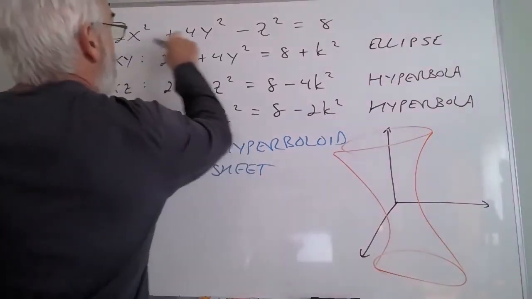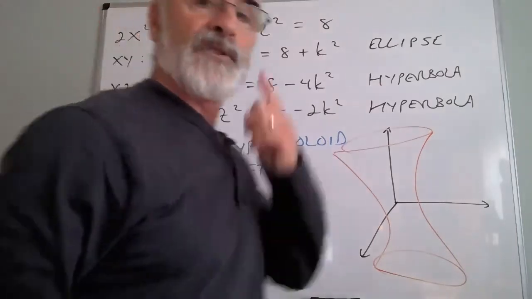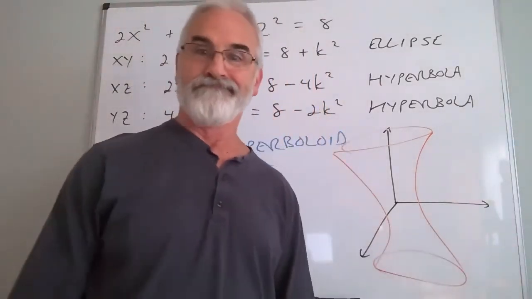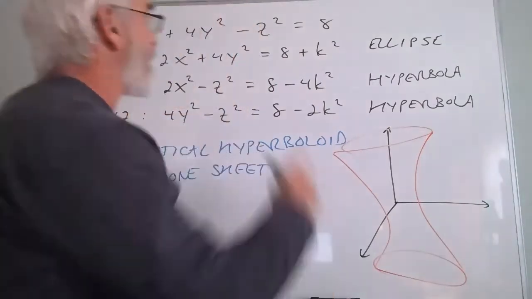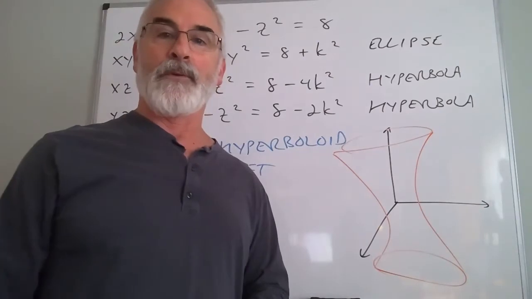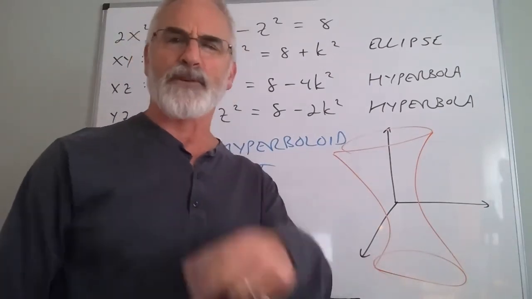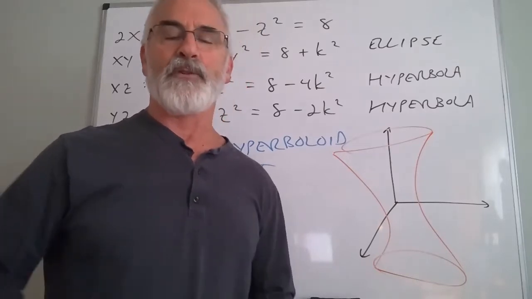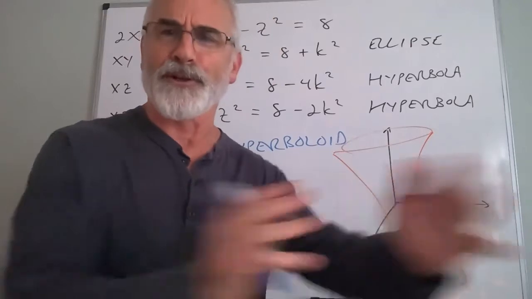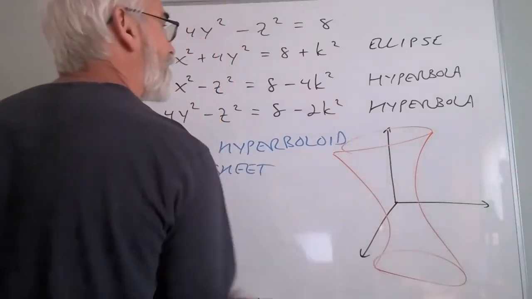If all three of these were plus, then all of my cross sections would have been elliptical, and this would have basically been an egg. It wouldn't be a sphere because my coefficients are different. It'd be more like an egg, okay? And we'd call that basically an ellipsoid. You wouldn't say elliptical ellipsoid, that's redundant. That would be like calling a sphere a circular spheroid. No, it's a sphere. You don't have to get clever with the naming.